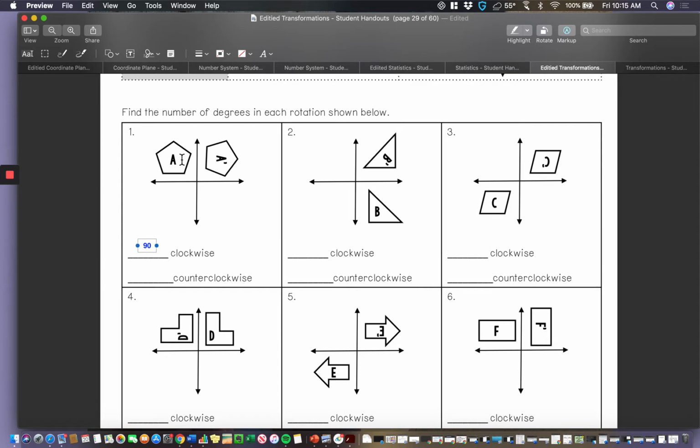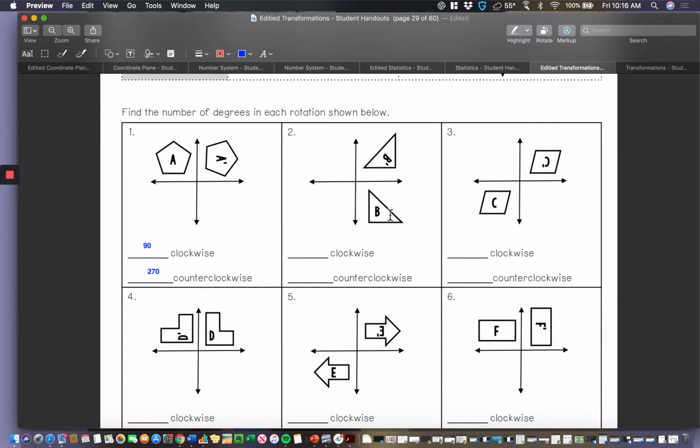Now, thinking about it another way, if I did a rotation going counterclockwise, I would have done a 90, a 180, and then a 270 to get there. Okay. So here's what they're asking. If I rotated clockwise, how many degrees did I rotate it? Well, I rotated it 90 degrees. Or if I rotated the figure counterclockwise to get to that figure, how many degrees did I rotate it? 270 degrees.